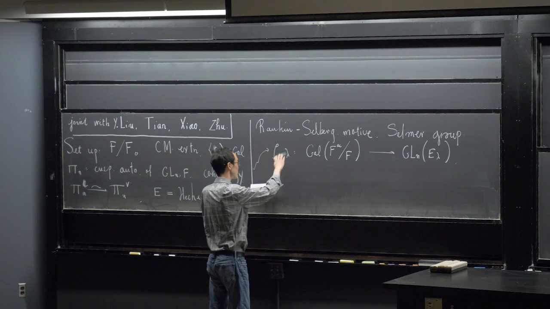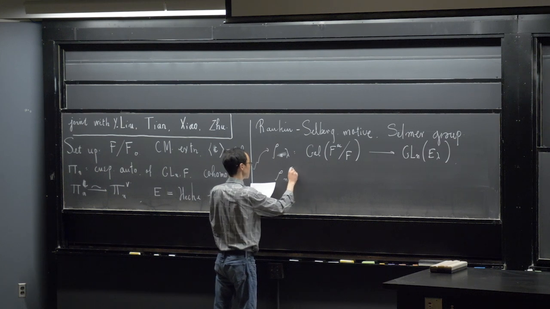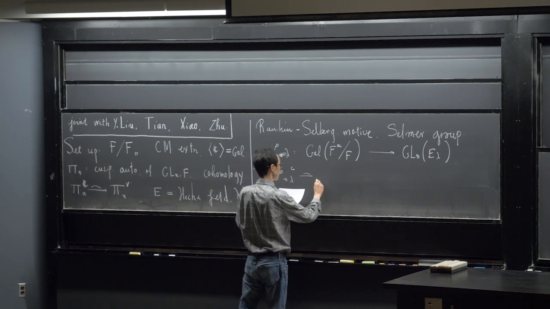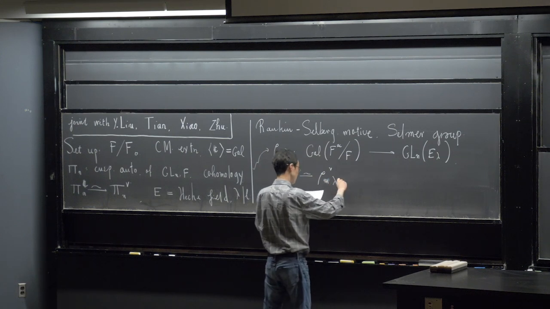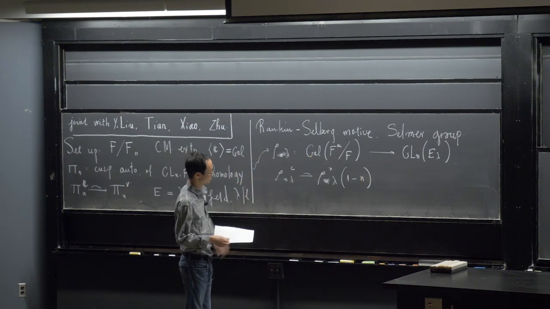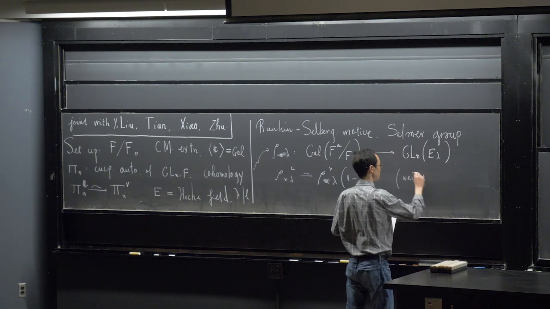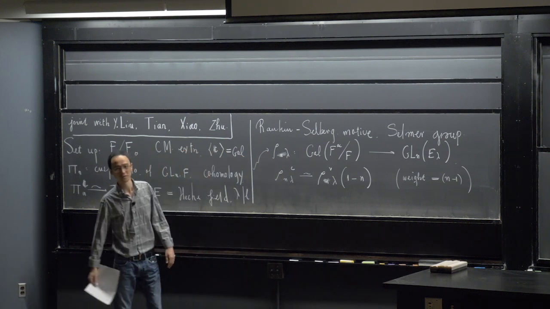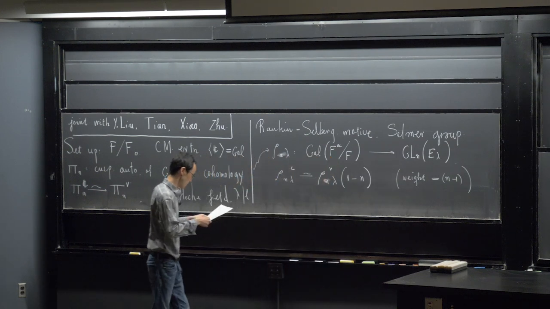I have to tell you there's a certain normalization. So for rho n lambda, if you conjugate by the Galois involution, it's isomorphic to its dual up to Tate twist. The twist we choose is 1 minus n, so the weight of this representation is n minus 1. In my situation, this representation shows up in the cohomology of a Shimura variety in such a degree of cohomology.